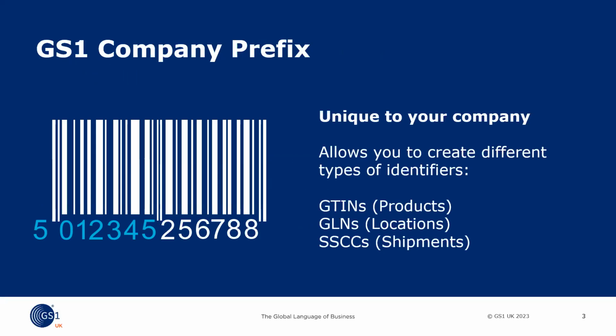The GTIN is created from a GS1 company prefix unique to your company. It allows you to create different types of GS1 identifiers, such as GLNs and SSCCs. You can also create global model numbers for your basic UDI-DIs. There are separate modules on the GS1 company prefix and the basic UDI-DI.